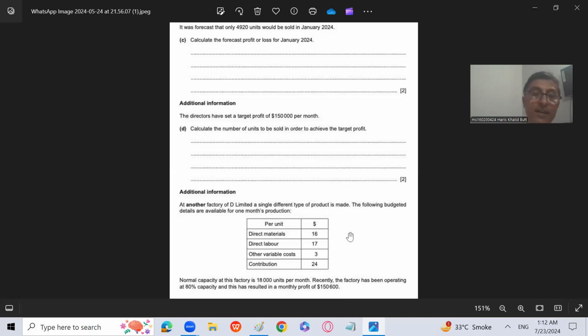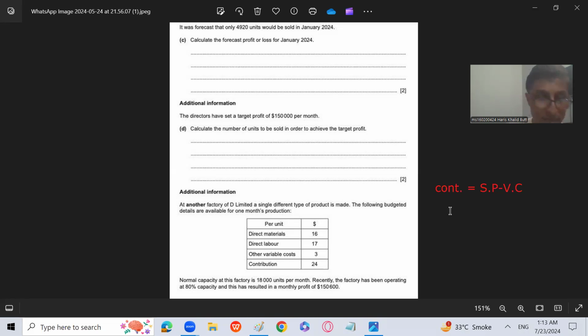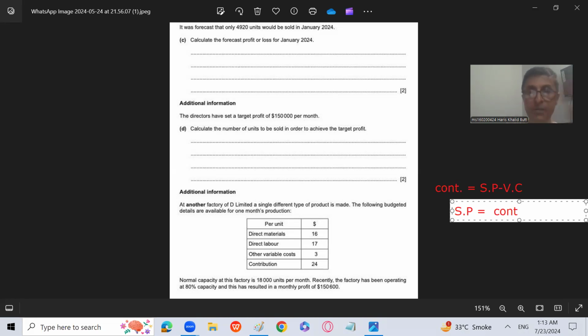Sir, I didn't understand. Let's do it. Let's do some part of this so that you can understand. I'll write over here. See, contribution is equal to selling price minus variable cost, right? So selling price will be equal to, when it moves toward the left side, contribution plus variable cost. Got it? So selling price is equal to contribution plus variable cost.